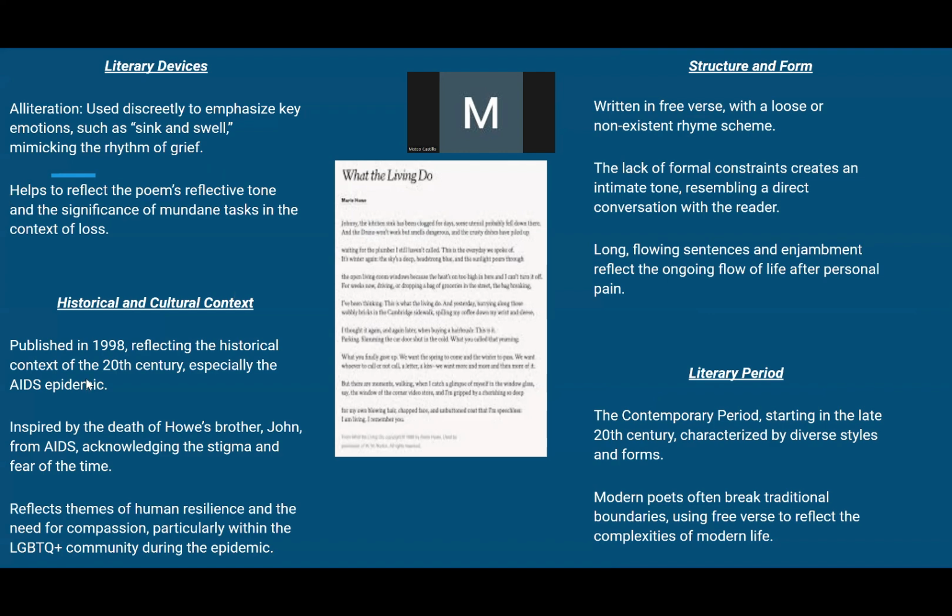This poem was published in 1997, reflecting the historical context of the 20th century, especially the AIDS epidemic. Inspired by the death of Howe's brother John from AIDS, acknowledging the stigma and the fear of the time was what helped make this poem possible. It reflects themes of human resilience and the need for compassion, particularly within the LGBTQ+ community during this epidemic.